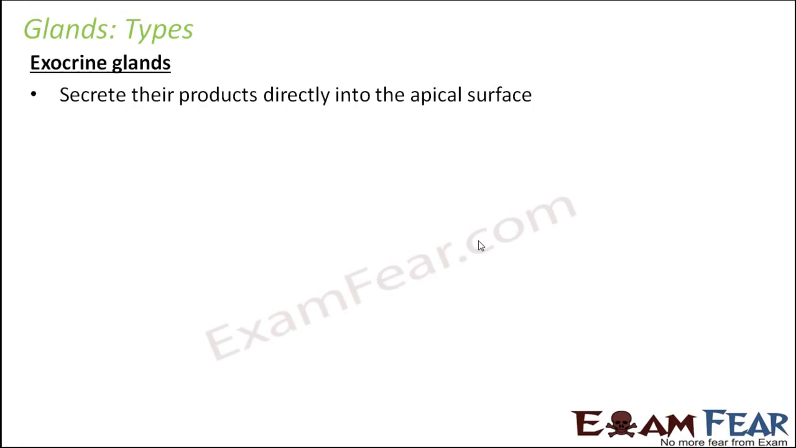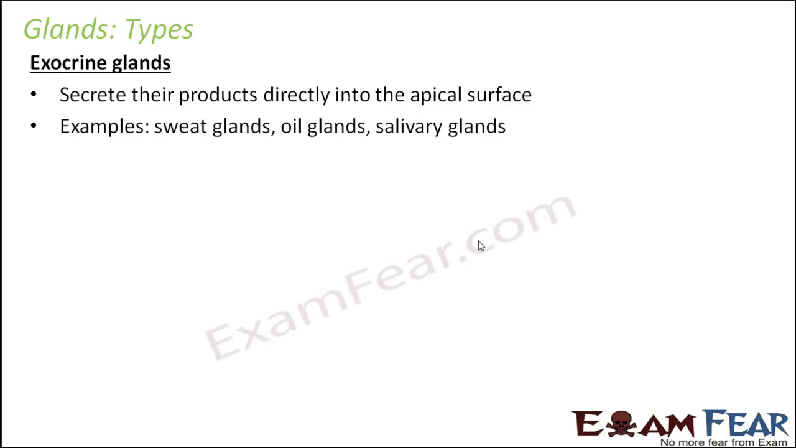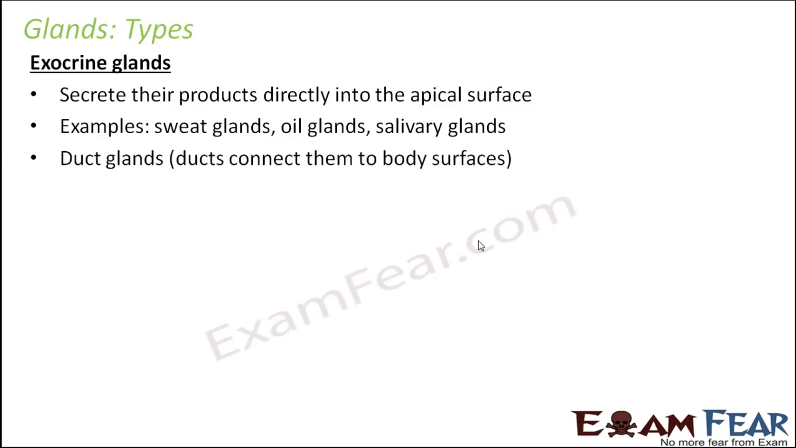So there are tube-like structures which connect these glands to the apical surfaces, and those tube-like structures are called ducts. So here ducts are present. Examples of such glands are sweat glands, oil glands and salivary glands. As I said, sweat is on the skin surface, and saliva is in the oral cavity, so there it is secreted. So these are also known as duct glands because ducts are present to connect them to the body surfaces.